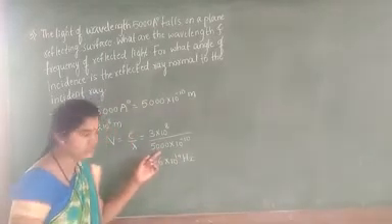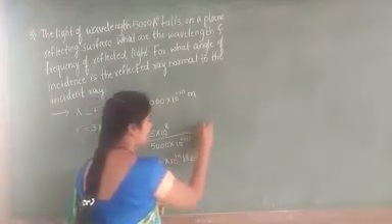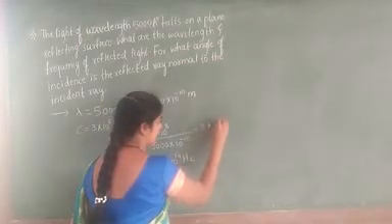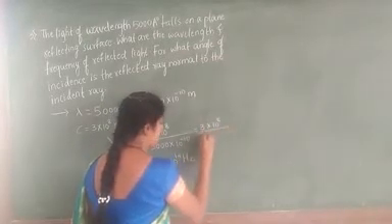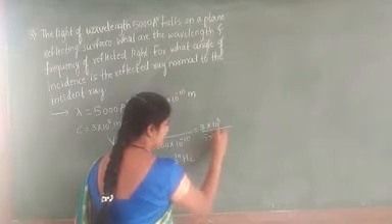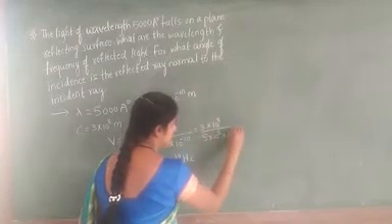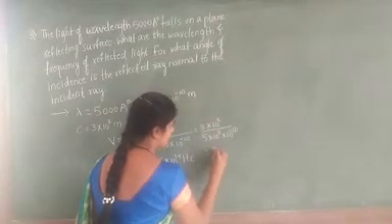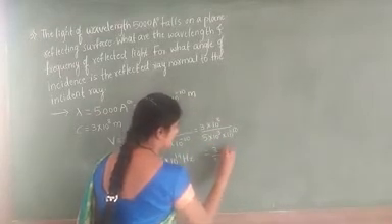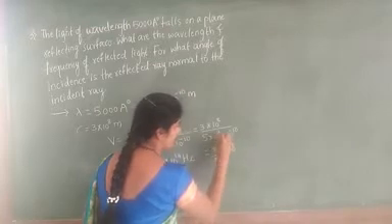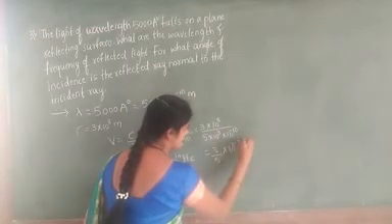Or here 5000 is there, this can be also written in the form of 3 into 10 raised to 8 divided by 5 into 10 raised to 3 into 10 raised to minus 10. Now 3 divided by 5 into 10 raised to 8 minus 3 plus 10.